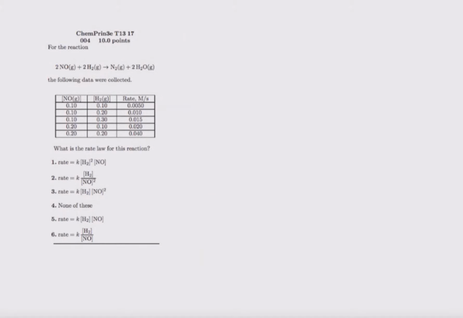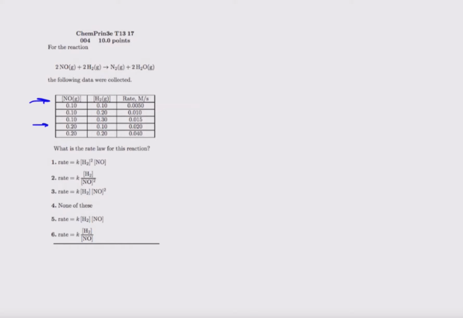All right, yet another rate law question. When you look at the rates and concentrations here, in the first two trials, the hydrogen concentration is increased and the rate of reaction also increases. So it's not 0 order with respect to hydrogen. When you look at trial 1 compared to trial 4, the rate increases even though the hydrogen is kept the same. So it's not 0 order with respect to the nitrogen monoxide either.